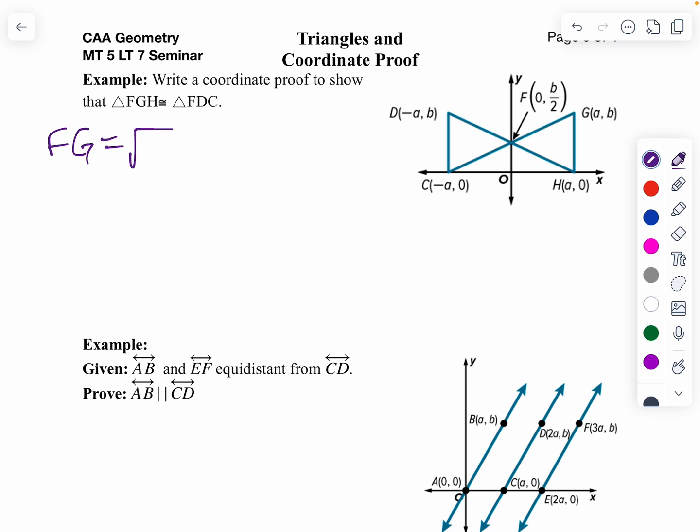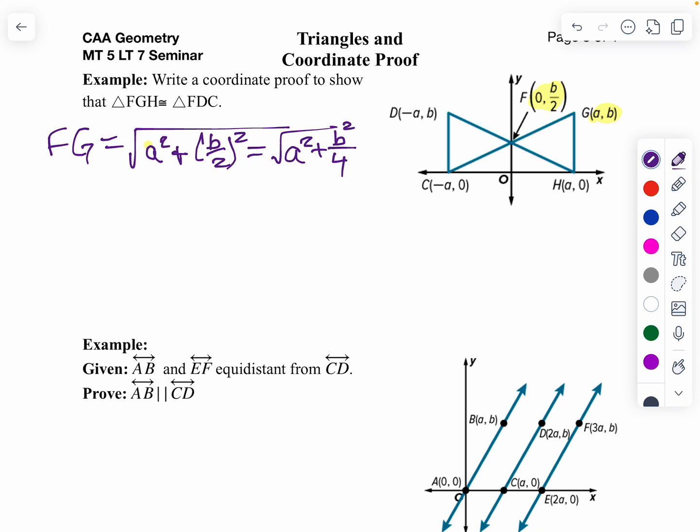So to find the distance from F to G, I'm going to say A minus 0 squared. Well, that'll be A squared. So A squared plus B minus B over 2, well, that will be B over 2, because a whole minus a half is a half. So that'll be A squared plus B squared over 4. And there we have it.